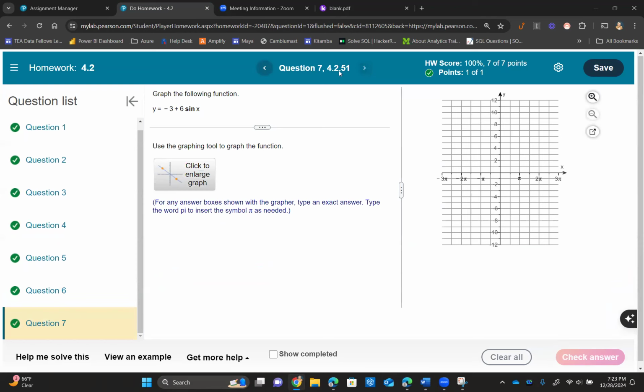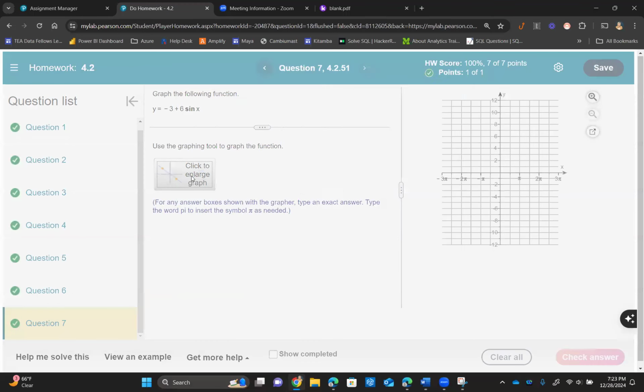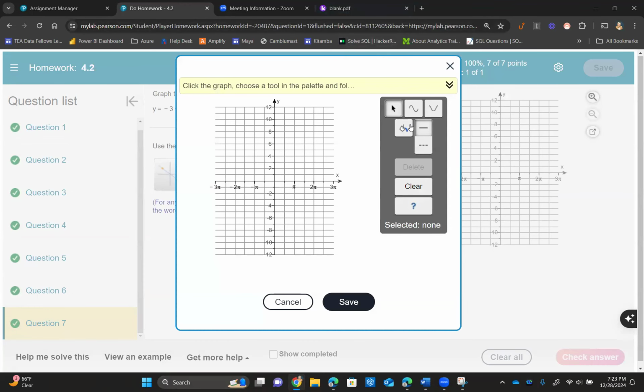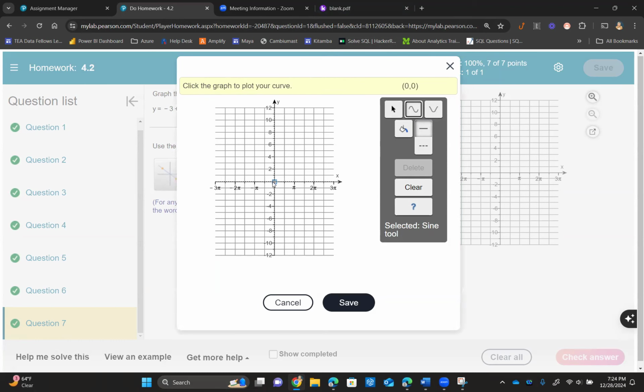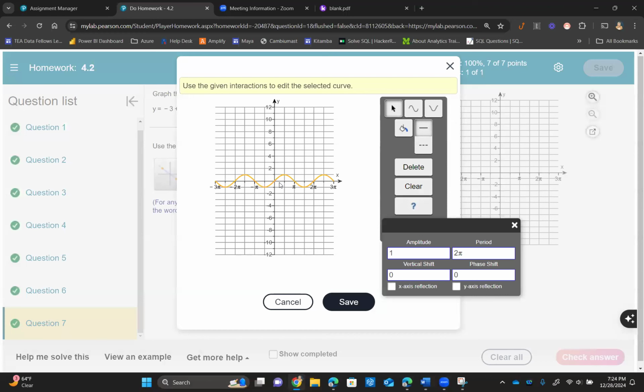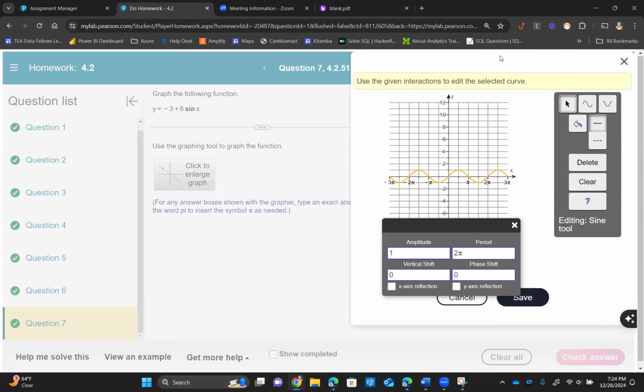Question 7 is the last one on this homework, 4.2. We're going to graph this following function, and the function we need to graph is -3 plus 6 sine of x. When I click on this, enlarge the curve, because the question is sine, so there are two curves. This belongs to sine of x, and this belongs to cosine of x. Because this question is sine of x, I'm going to correct the sign, and I'm going to just drop it here from somewhere randomly. So it doesn't matter where you drop it, it just moves here, and then this window opens up here. Now I need to answer amplitude, period, vertical shift.